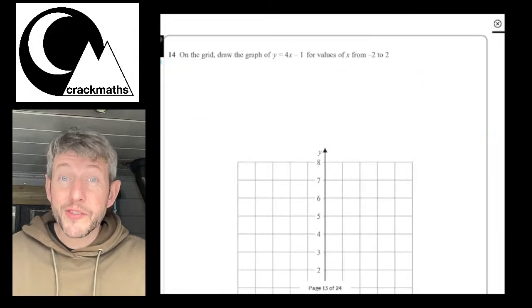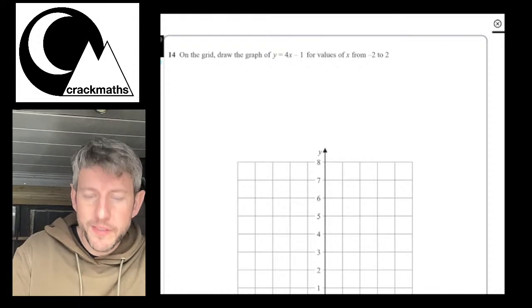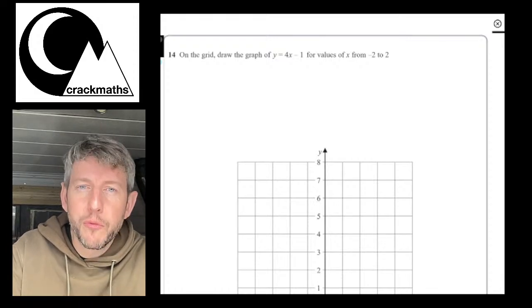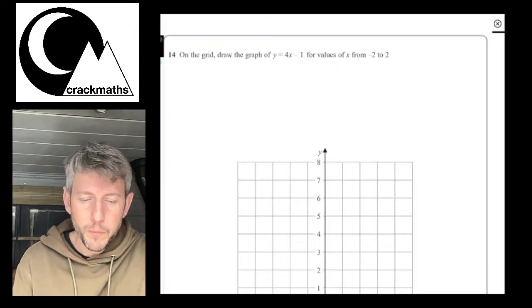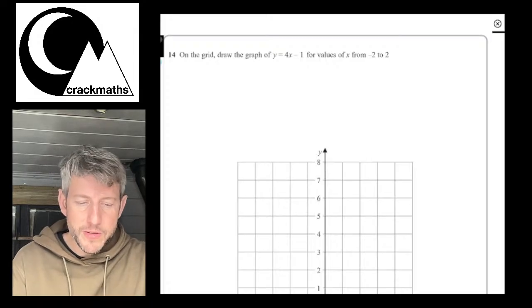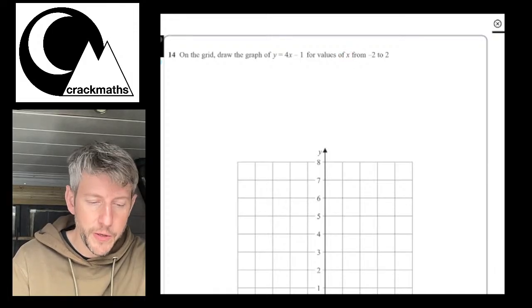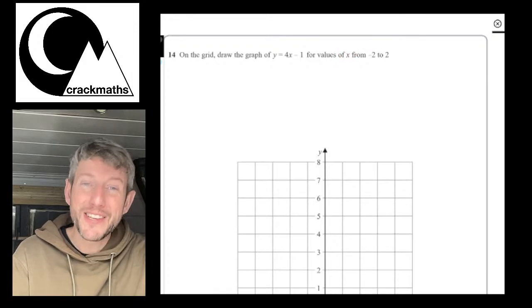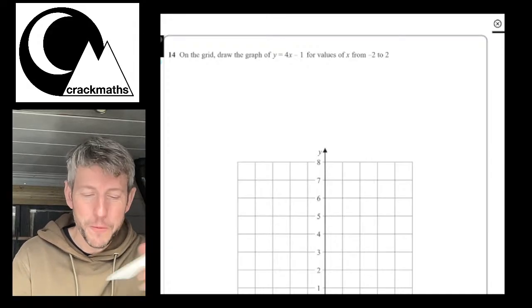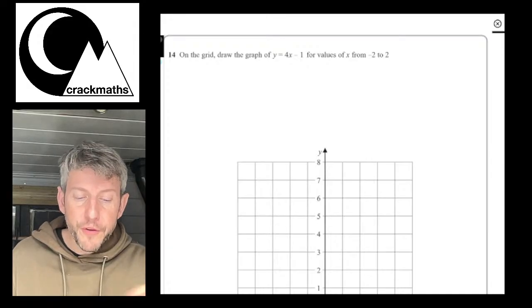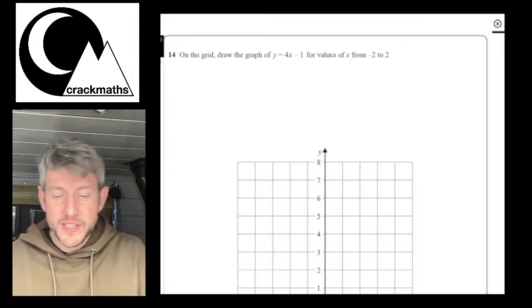Right, let's look at this next question. On the grid, draw the graph of y equals 4x minus 1 for values of x from negative 2 to 2. Right, so the first thing we need to do to plot this graph is to get coordinates.